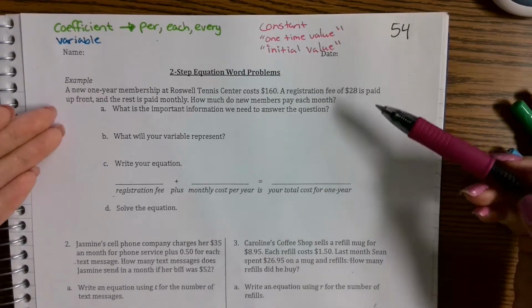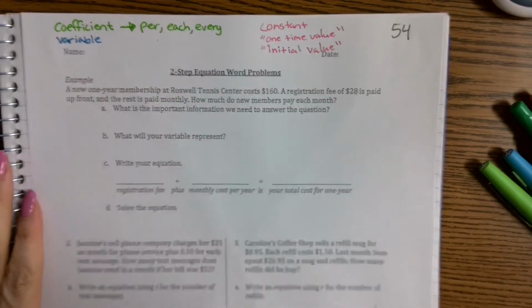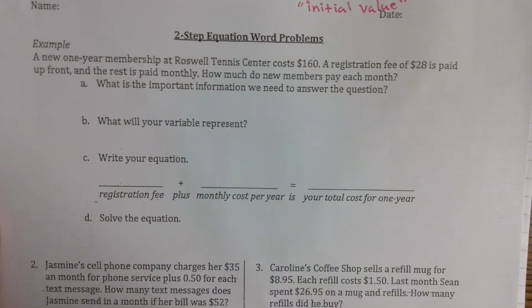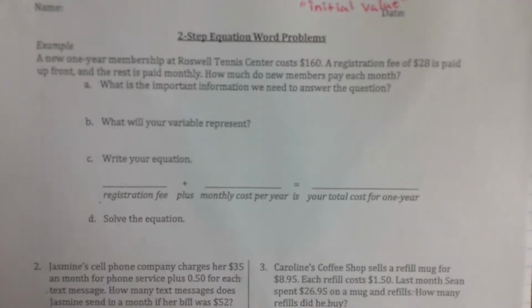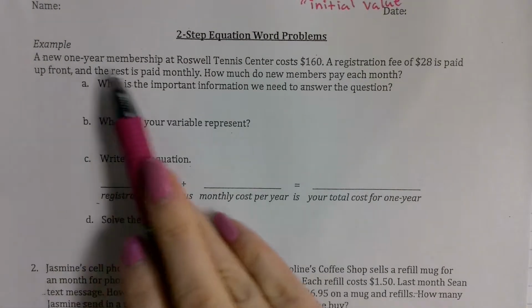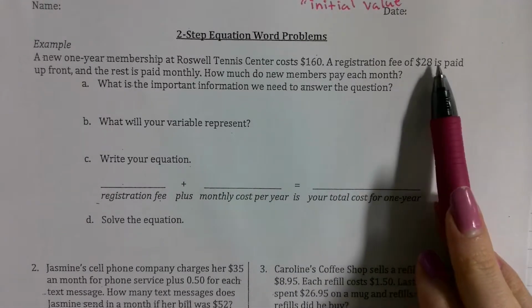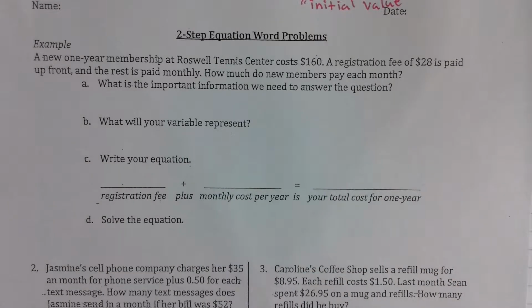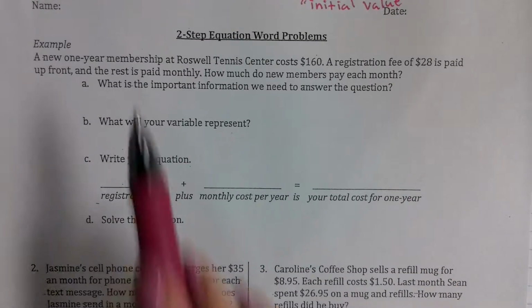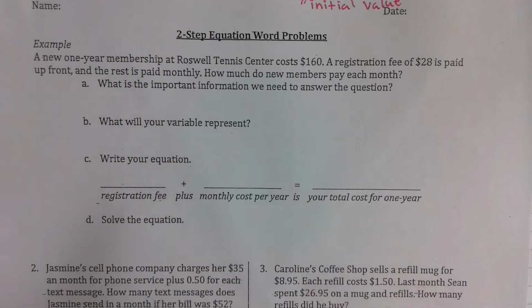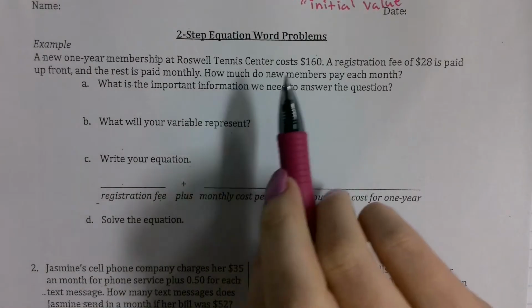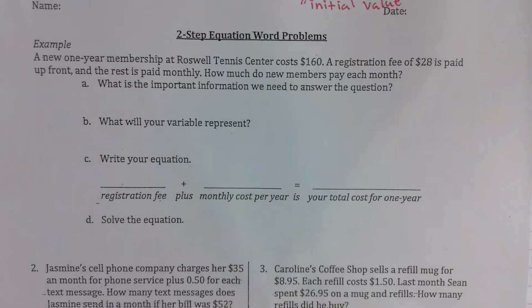Okay, so in a situation like this, I'm going to zoom in just a little bit so you can see it better, even though you've got it in front of you. Okay, it says a new one-year membership at Roswell Tennis Center costs $160. The registration fee is $28 and it's paid up front. So once you pay it, you don't pay it again. The rest of the money is going to be paid monthly. So we want to know, how much do new members pay each month? So we want to know how much is going to be paid each month for that entire year.